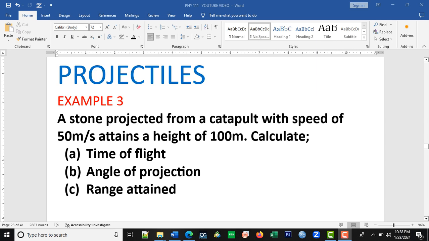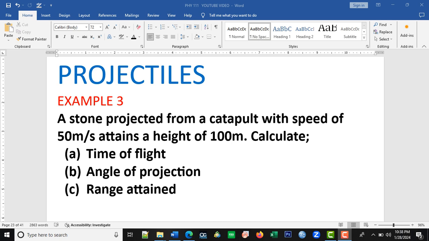In this example, we want to solve another example on projectile, and the problem says a stone projected from a catapult with speed of 50 meters per second attains a height of 100 meters. Calculate A, the time of flight, B, angle of projection, and C, the range.